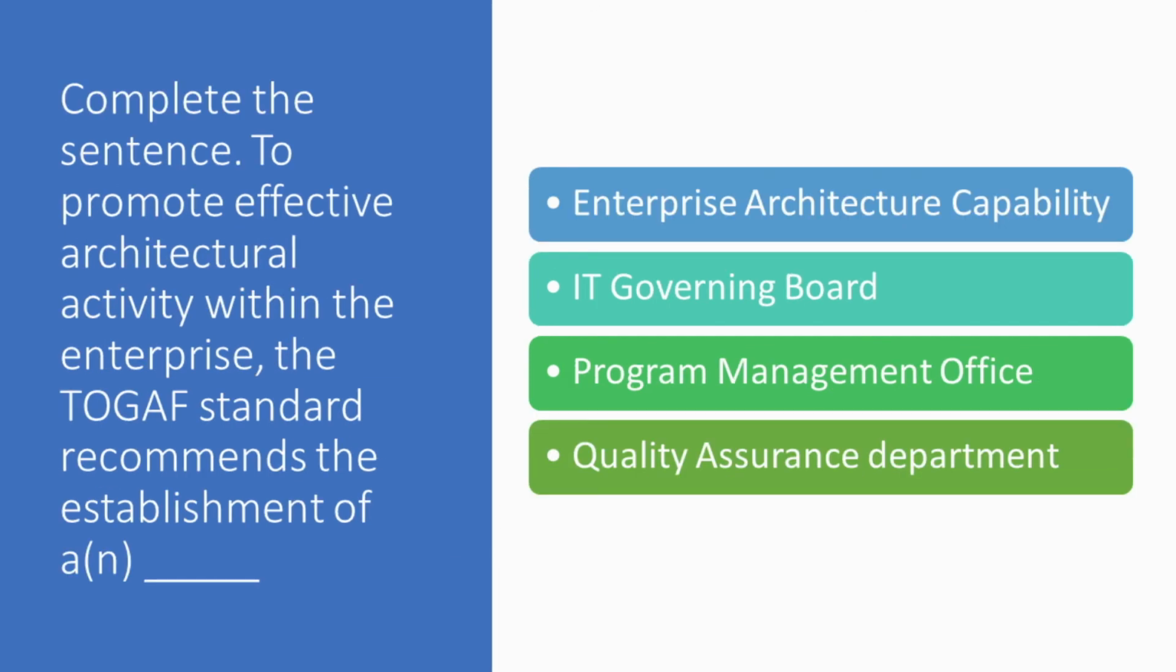Complete the sentence. To promote effective architectural activity within the enterprise, the TOGAF Standard recommends the establishment of. Options we have: A. Enterprise architecture capability. B. IT Governing Board. C. Program Management Office. D. Quality Assurance Department. Correct answer for this question is option A. Because an enterprise architecture capability, or architecture capability, in the context of the TOGAF standard, is the ability for an organization to effectively undertake the activities of an enterprise architecture practice.